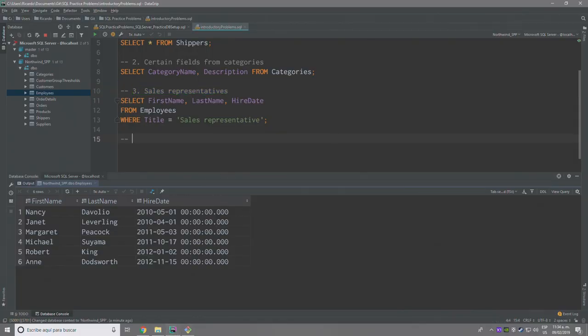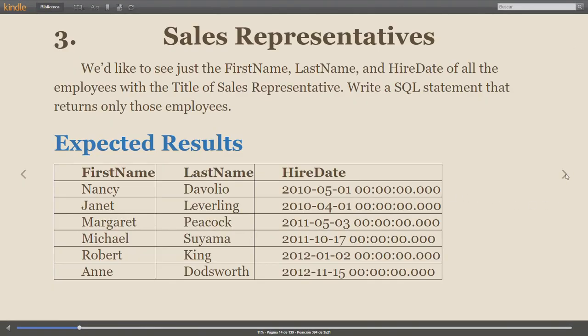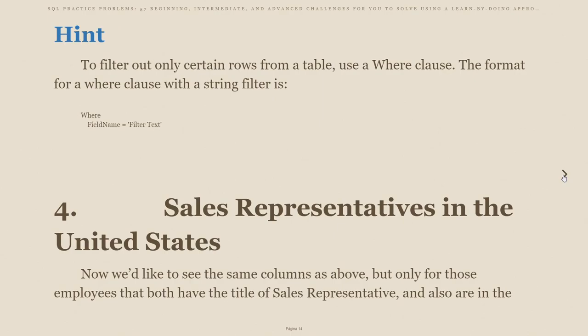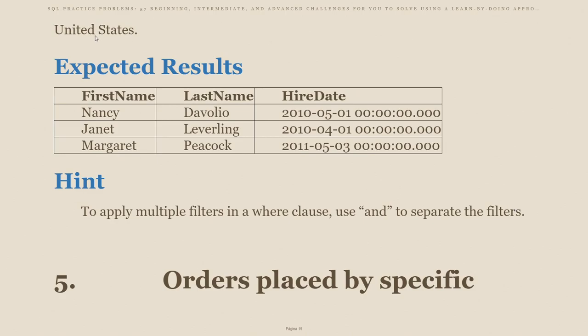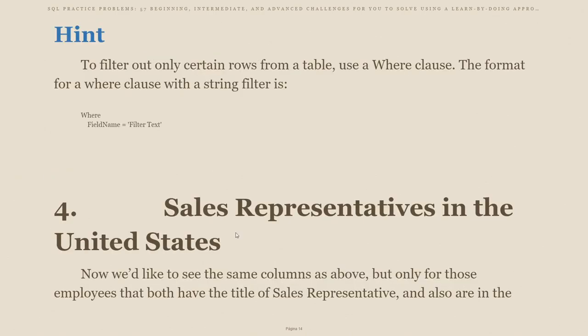So let's try number four then. This is actually getting interesting. Okay, what is number four? Sales representatives in the United States. Now we'd like to see the same columns as above, but only for those employees that both have the title of sales representative and also are in the United States. In the United States, okay.